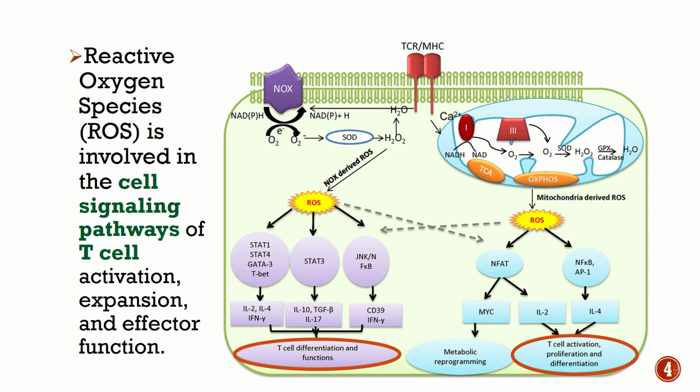Next. Also, you can see that ROS is a very important factor in the pathways of T cells activation, expansion, and effector function. And the ROS can come from NADPH oxidases and electron transport chain from the mitochondria.